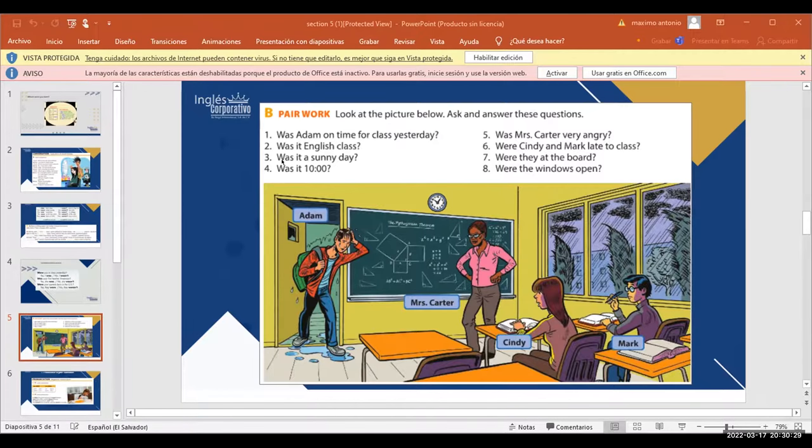Was it a sunny day? No, it wasn't. It's rain. You can say it was a rainy day, or it was raining. Estaba lloviendo. That is past continuous. It was raining. Present? No, in the past, it was raining. Estaba lloviendo.